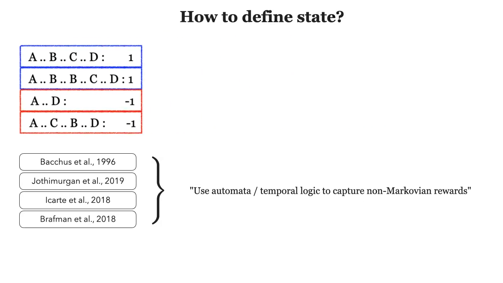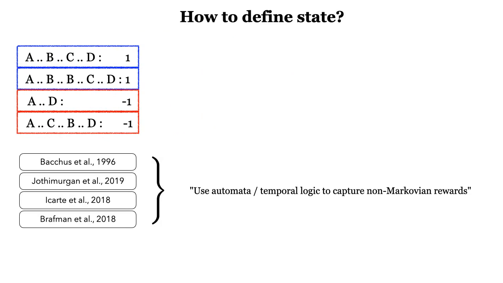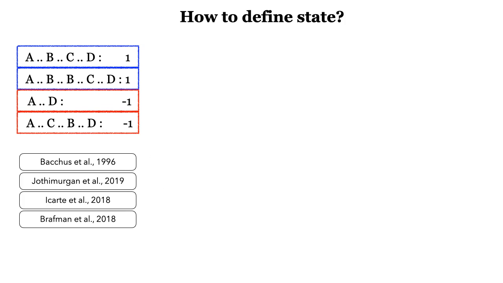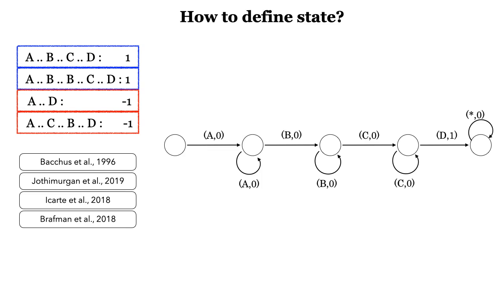This question has received some attention in the literature already. And one good solution is to use automata or temporal logic to capture non-Markovian rewards. So, how would an automaton representation look for our example? Let's first capture the cases when we should get the reward 1. This automaton encodes that we have to see A, B, C with possible repetitions, and then upon seeing the proposition D, we get the reward 1.